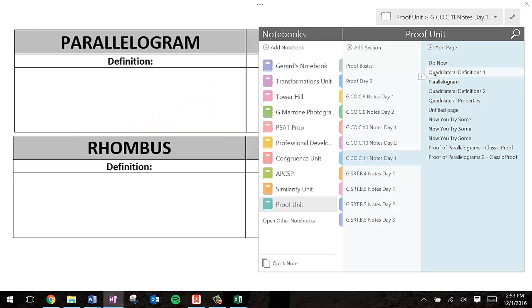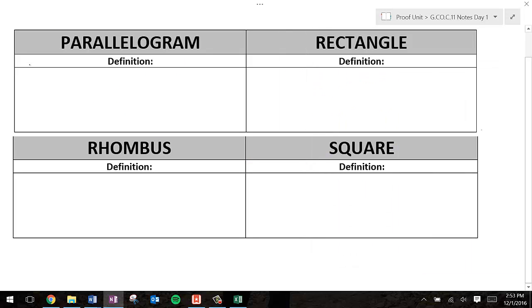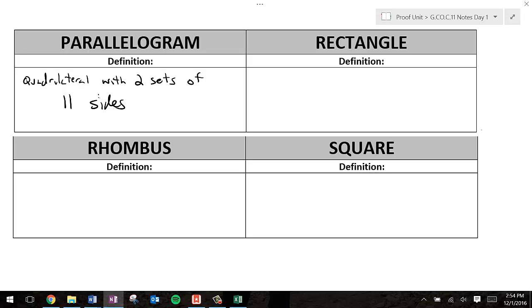But overall, just to get you a definition, a parallelogram is a quadrilateral with two sets of parallel sides. Okay, remembering that the double vertical lines indicate parallel, and these two are also opposite parallel sides. So the sides are across from each other. That's a big key here.